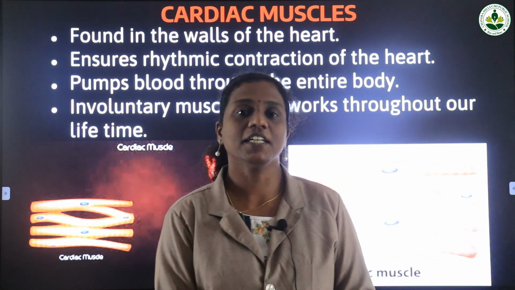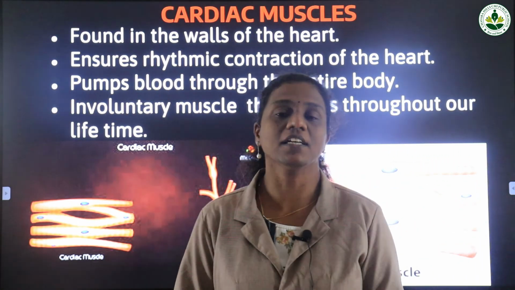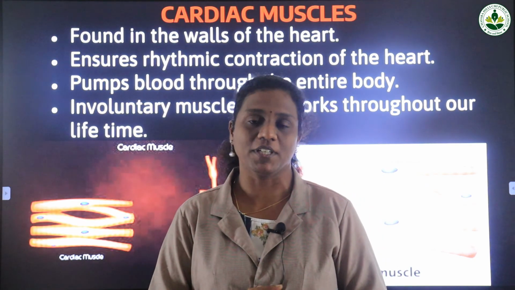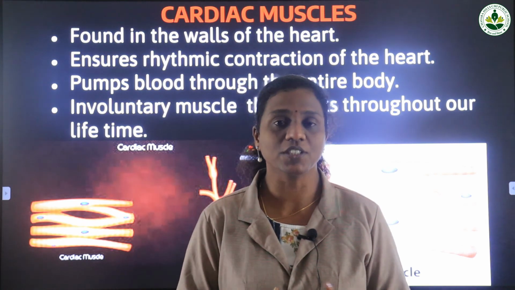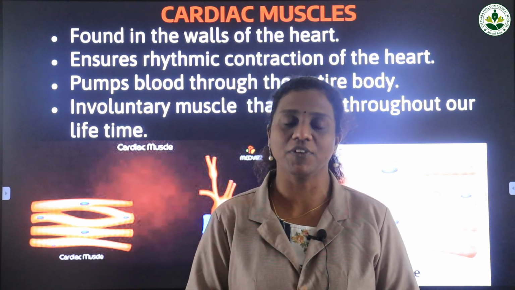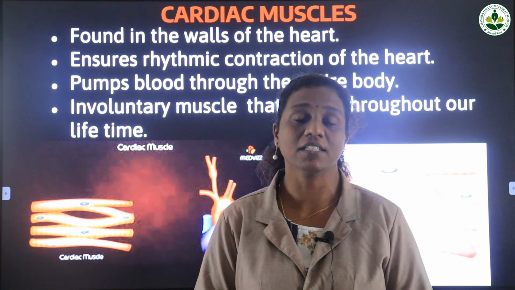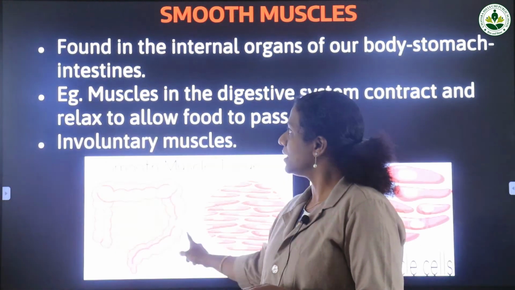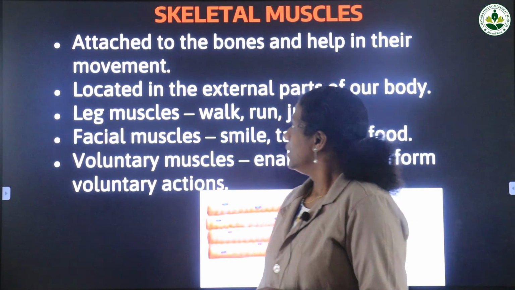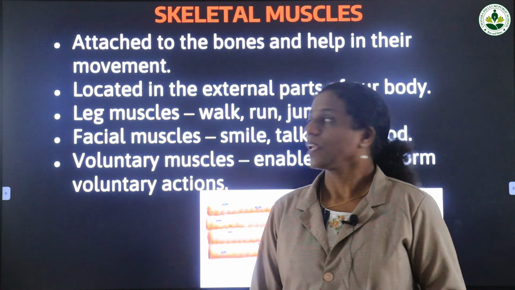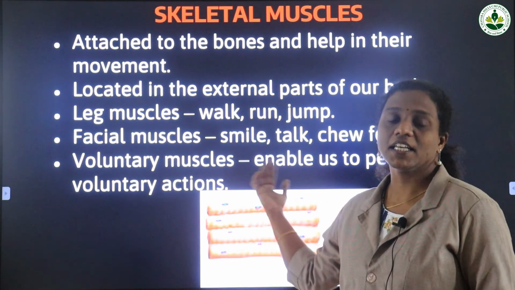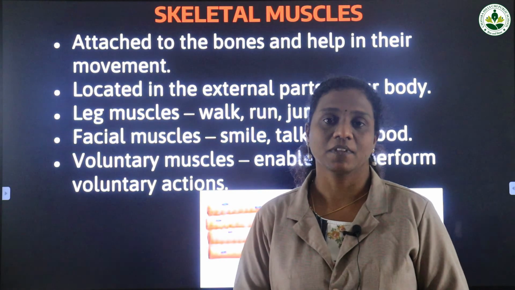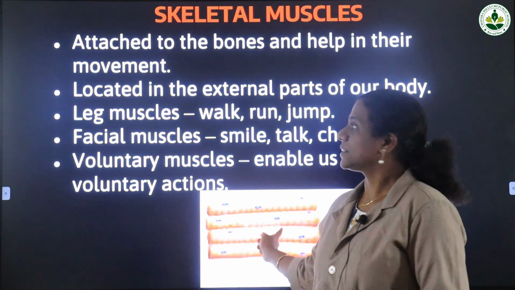So today we studied types of muscles. Muscles are tough tissues attached to the bones. They help in the movement of the body. According to structure and function, muscles are classified into three: skeletal muscles, smooth muscles and cardiac muscles. Skeletal muscles are attached to the bones, and are mainly located in external organs like our leg, arms and face. They are voluntary muscles.